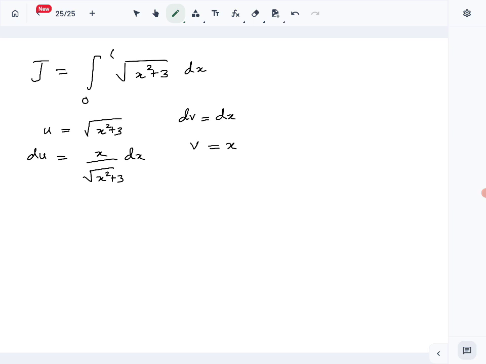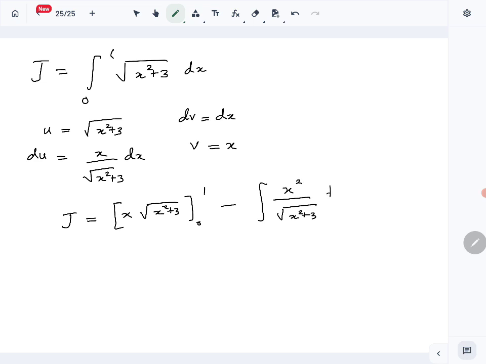So now let's apply our integration by parts formula. That gives us J is equal to uv, so x times square root x squared plus 3, where we have to apply the limits 0 to 1, minus the integral of v times du. So x, then x squared plus 3, and x multiplied, so you get x squared in the numerator, dx, right?